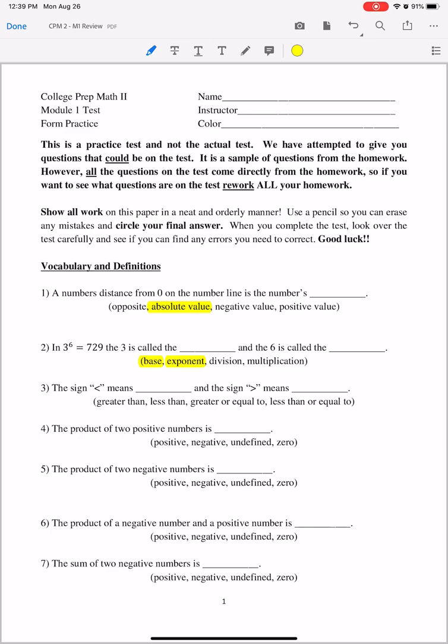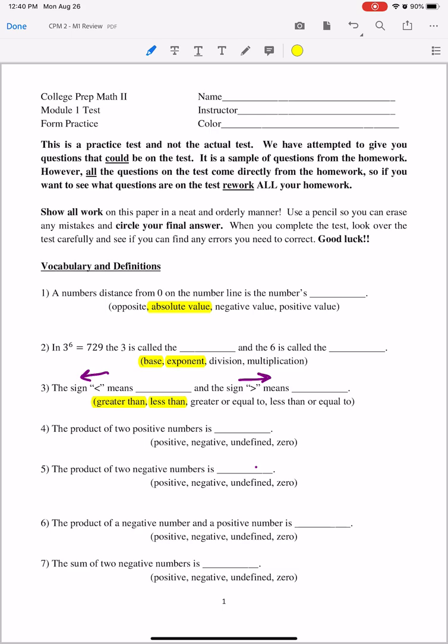The sign means, first one is less than. Use that as an arrow. It is pointing to the left. So that means less than, since it's pointing to where all those negative numbers would be. And the sign means greater than for your second blank, because it is pointing towards all of those positive numbers.